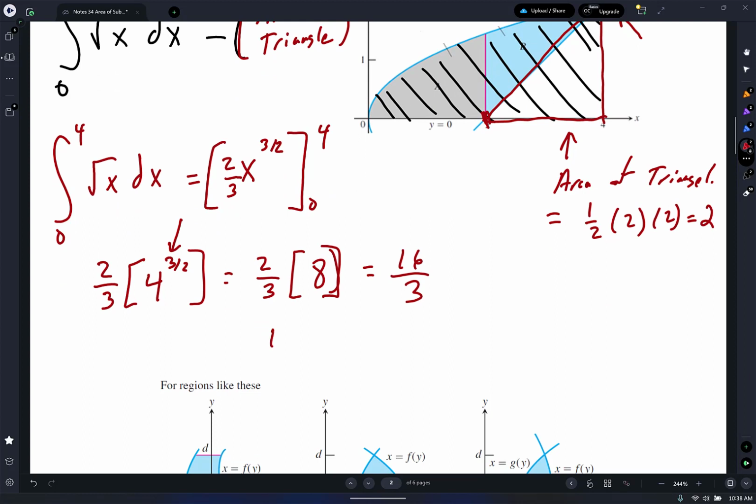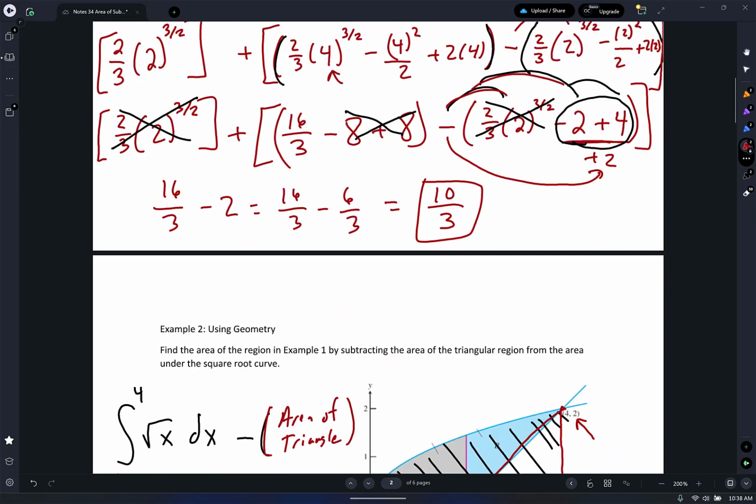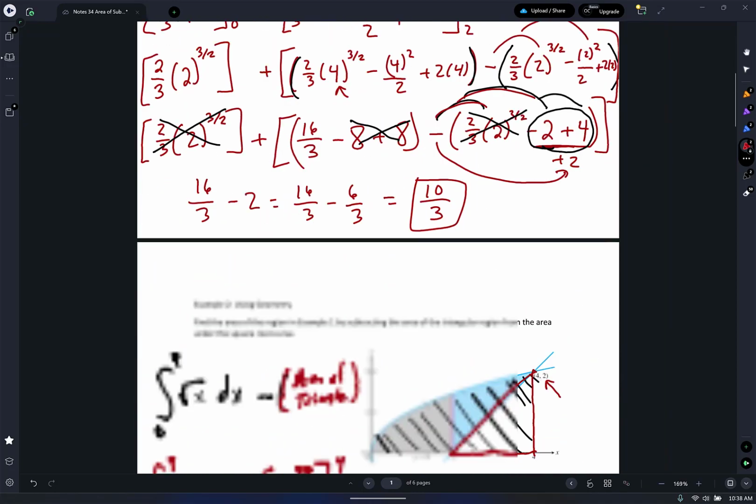So I could have gone 16 over 3 minus 2. Let's turn that 2 into a fraction. 16 over 3 minus 6 over 3. 6 divided by 3 is still 2. What's 16 minus 6? Does that look like it would have been a lot easier than all the work we did on page 1? Yes.